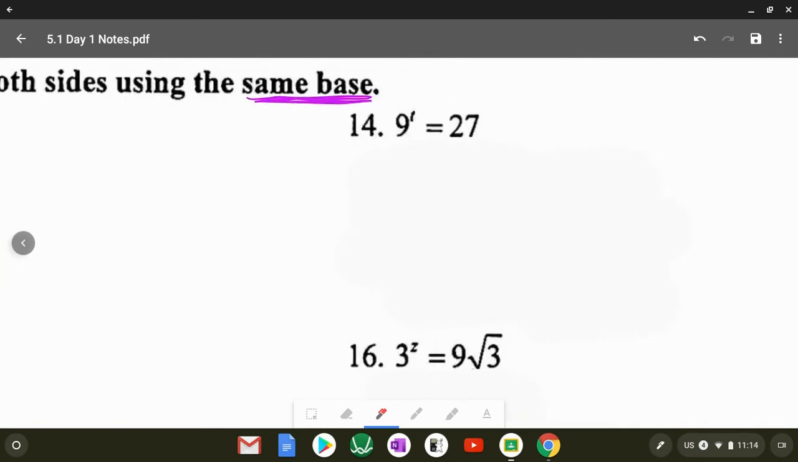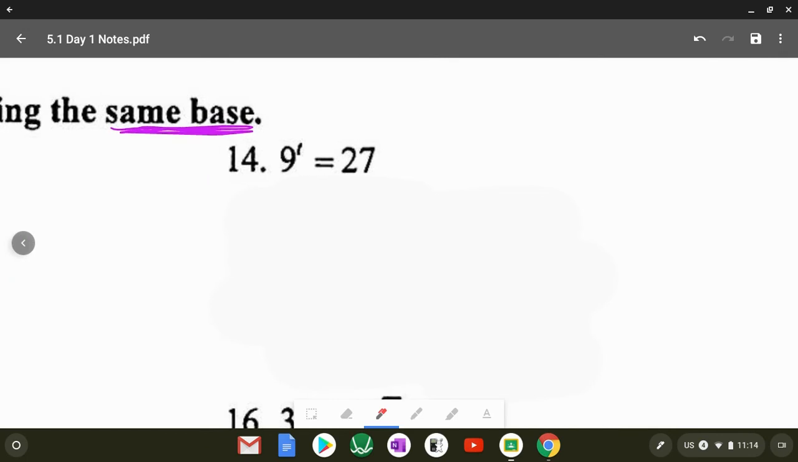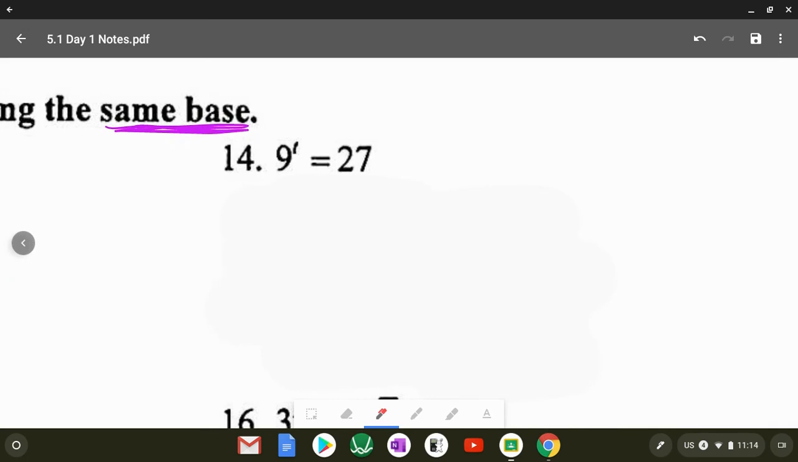Go ahead and pause the video for a minute. Try number 14 on your own, then unpause the video and make sure you got it right.